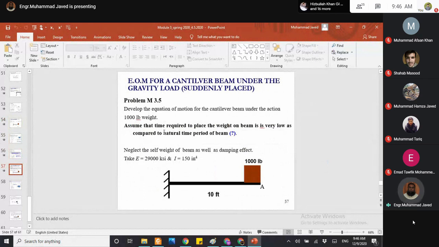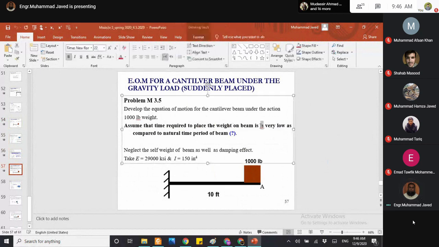Assume that the time required to place the weight on beam is very less as compared to natural time period of the system.